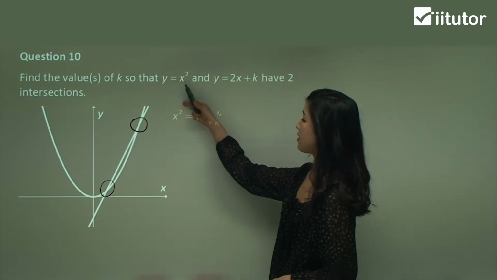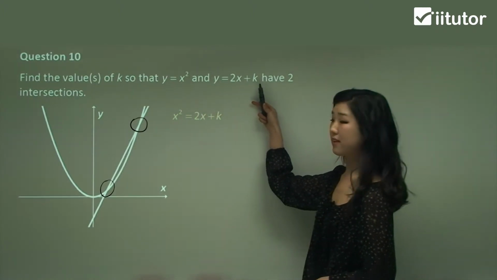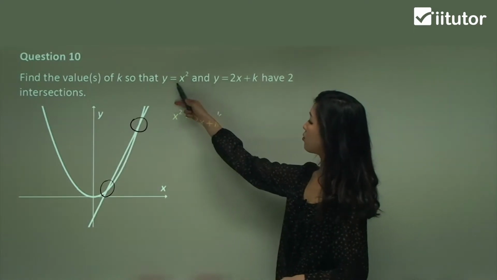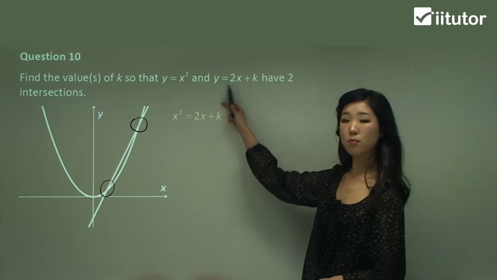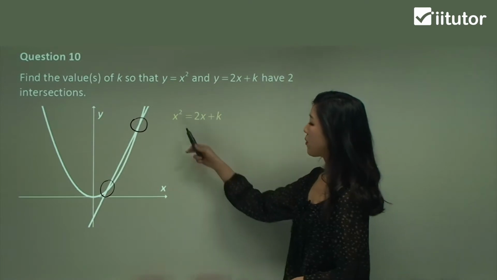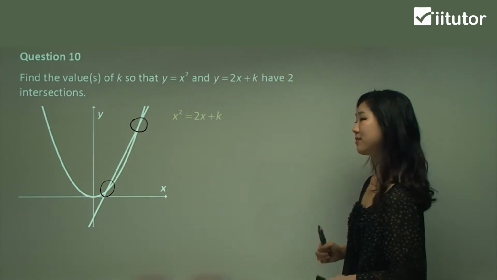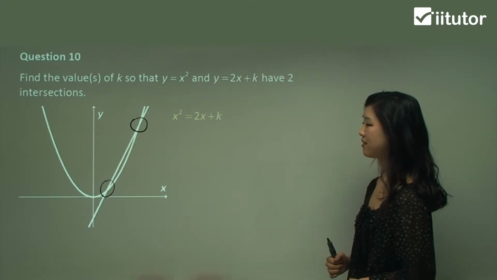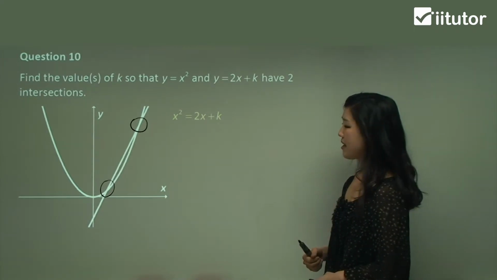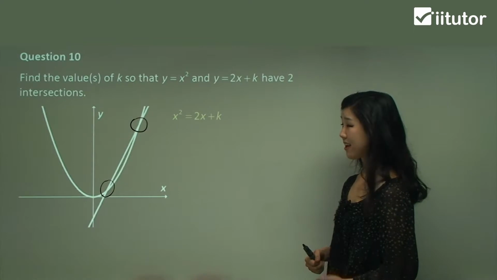See how this is y equals 2x squared... this is y equals x squared, this is y equals 2x plus k? This is y, this is also y, so I'm going to make them equal to each other. So x squared equals 2x plus k. Alright, so I'm going to try to do some simultaneous equations. So now that I've done that, hope you guys know the next step.